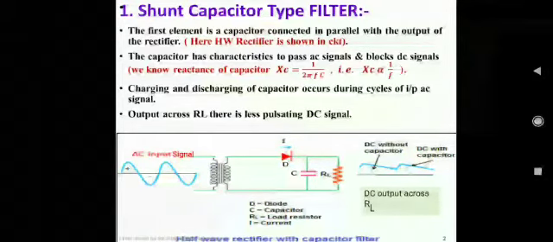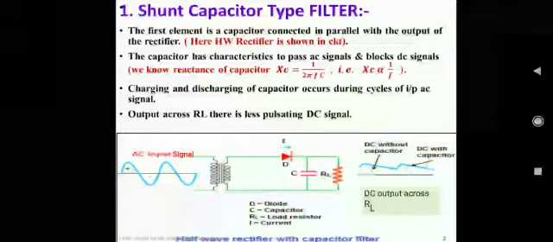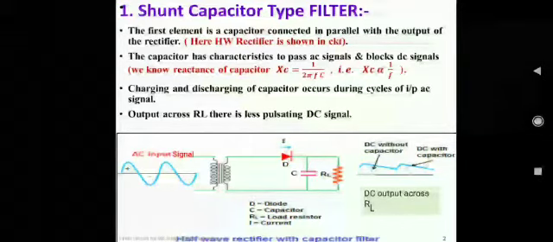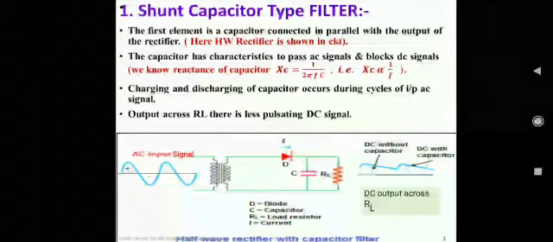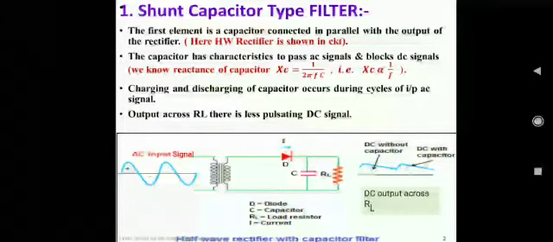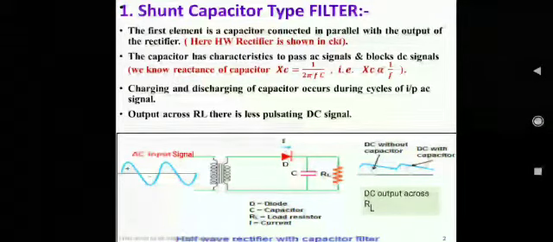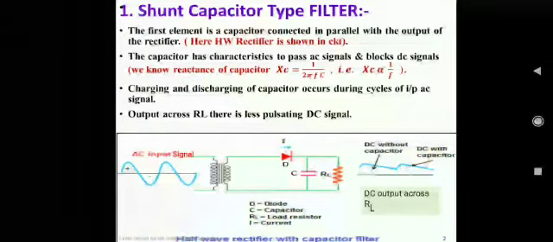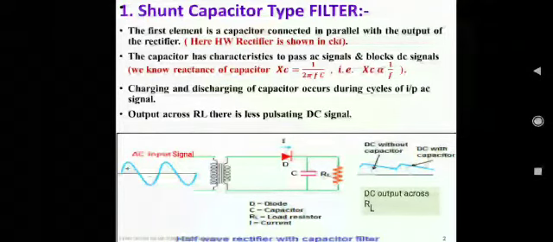Already we know the capacitor has characteristics that it passes AC signal and blocks DC signal. The reason behind this is the reactance of capacitor is given by formula, that is Xc is equal to 1 upon 2 pi Fc. That means we can say the reactance of capacitance is inversely proportional to frequency of the input signal.